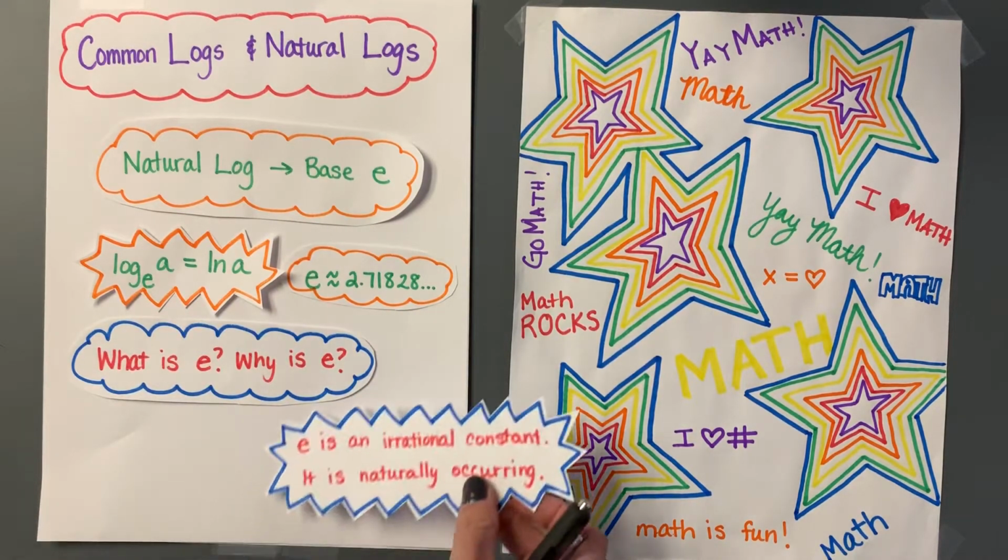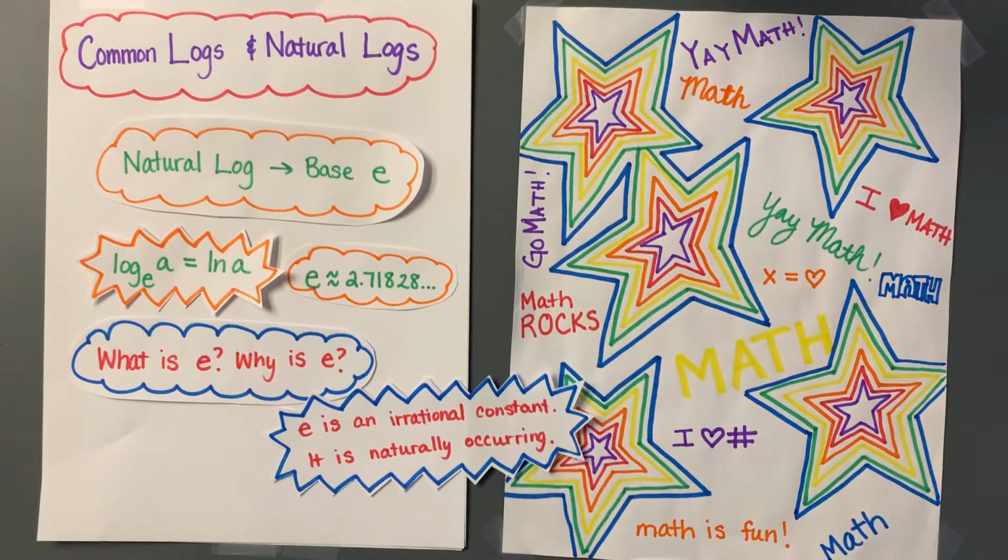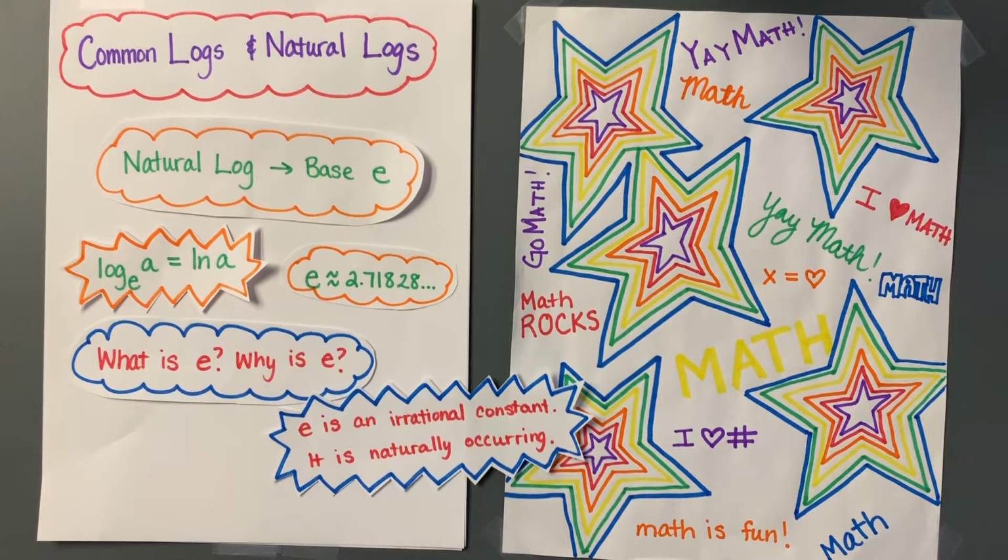So what is e? It is an irrational constant that is naturally occurring. You can think of e as a number fairly similar to pi. There are some really good proofs of where this value comes from, but you're going to see it come up over and over again in math, especially when you get to calculus, because it has such wonderful applications because of its natural occurrence. You're going to become familiar with this irrational number like you're familiar with pi.